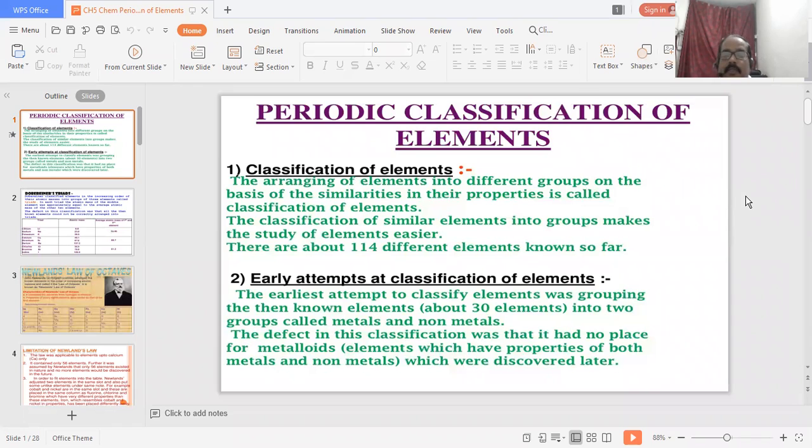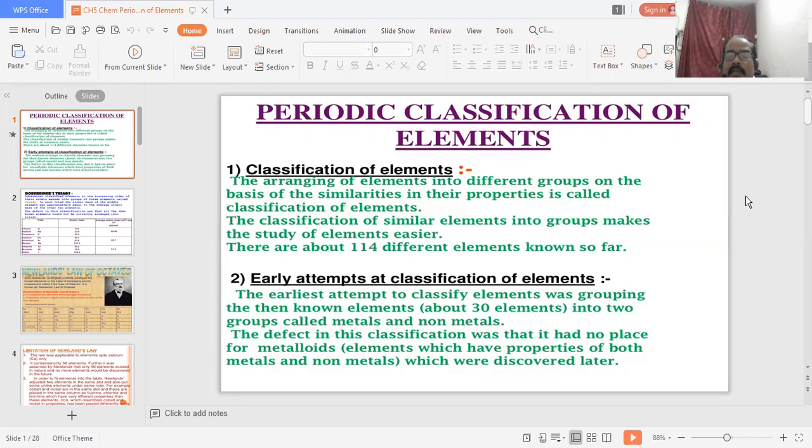Dear student, today we start a new chapter, chapter number 5 in our 10th syllabus, periodic classification of elements. So first we describe the elements. Elements means a pure substance. That means they represent their own properties. And elements and atom both are similar, only the definitions differ.